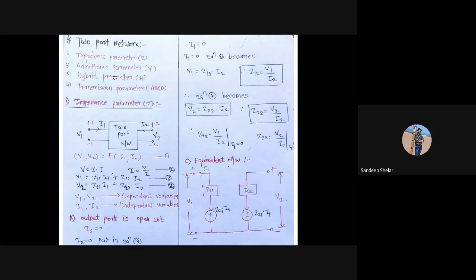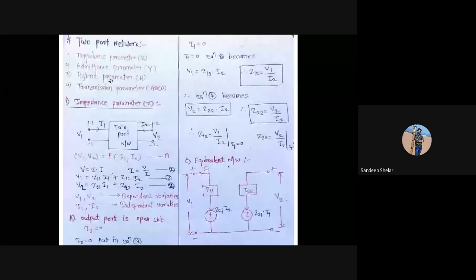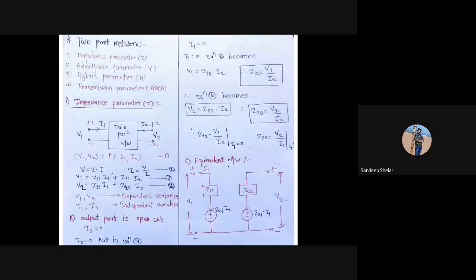The first type is the impedance parameter, also called the Z parameter. The second is the admittance parameter, also called the Y parameter. Next is the hybrid parameter, also called the H parameter. And the last one is the transmission line parameter, called the ABCD parameter. First I will explain the impedance parameter, the Z parameter.